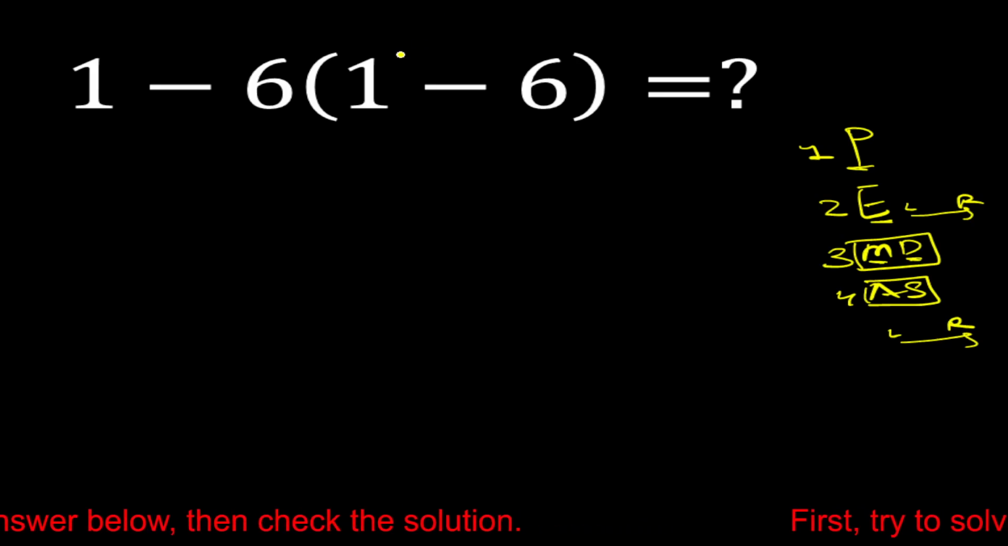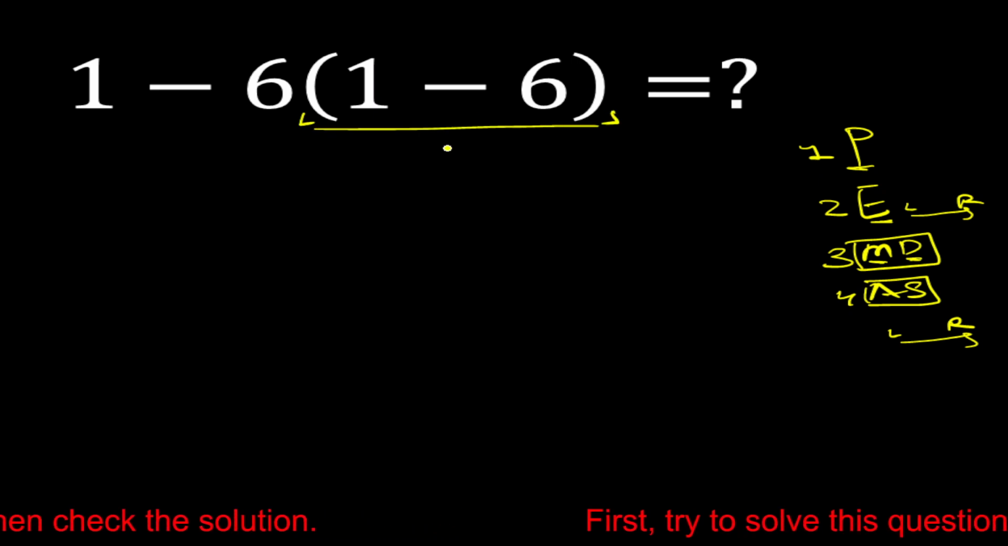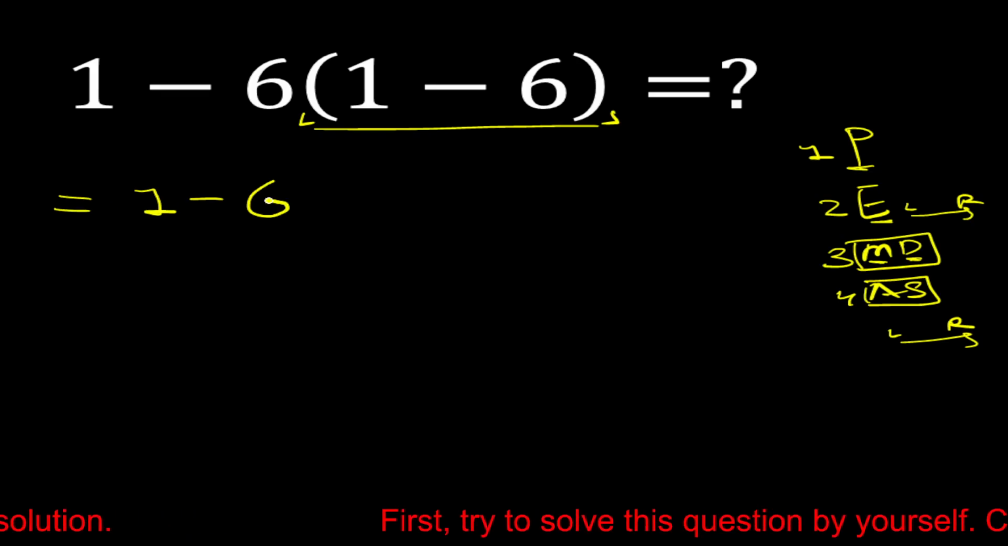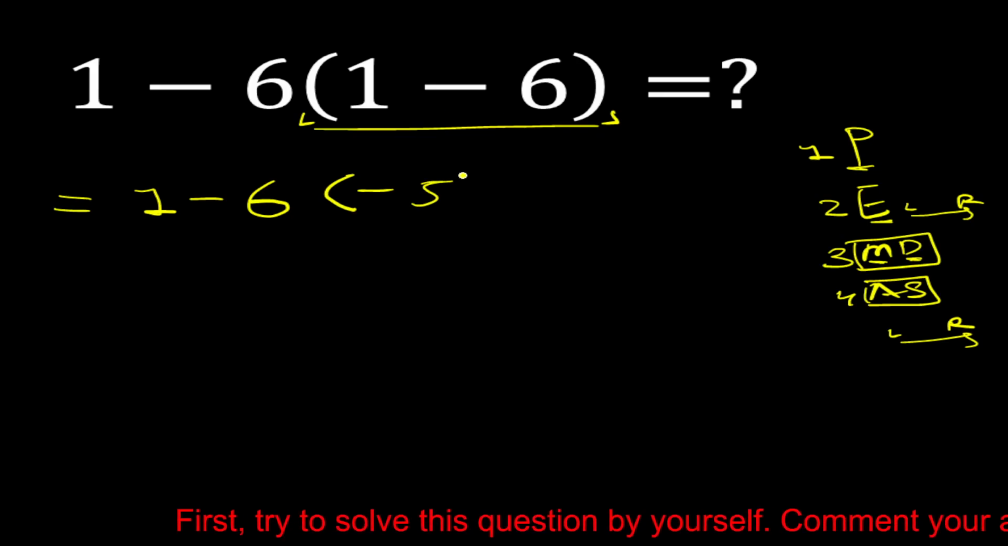Okay. So in this question, here is one parenthesis. So first we have to solve this parenthesis. So 1 minus 6. Now solve this parenthesis. 1 minus 6 is equal to minus 5.